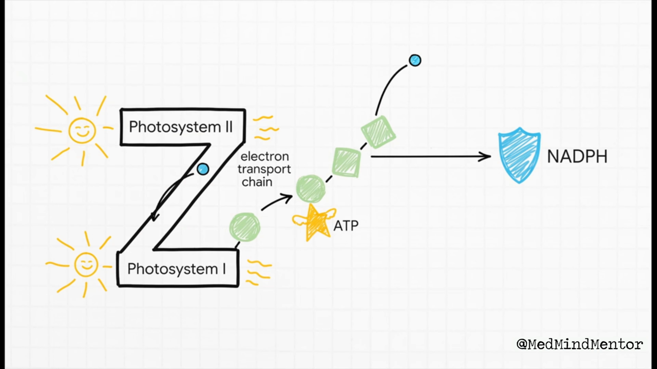So how exactly is that light energy captured? It's through a process called the Z-scheme. Light first hits photosystem 2, which gets an electron all excited. As this electron travels down a transport chain, it releases energy that's used to make ATP. Then, that same electron gets another boost of light energy over at photosystem 1, giving it enough juice to create our second energy molecule, NADPH. Now, both ATP and NADPH are ready to go for the next stage.